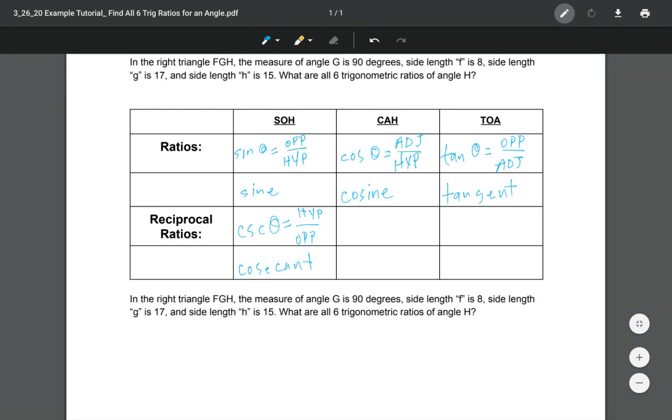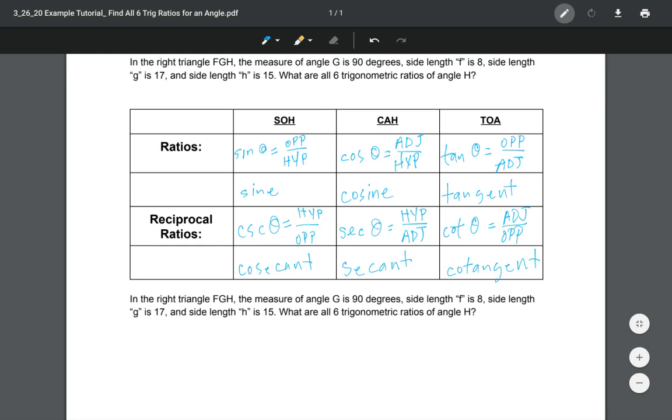And to write that out is cosecant. The reciprocal of the cosine ratio is secant. And secant, we will use SEC of a given angle. We take the reciprocal of cosine. We have hypotenuse over adjacent. And that, again, is secant. And the reciprocal ratio of tangent is cotangent. We will use COT of a given angle equals, again, we take the reciprocal of the tangent, so adjacent over the opposite. And that is cotangent.